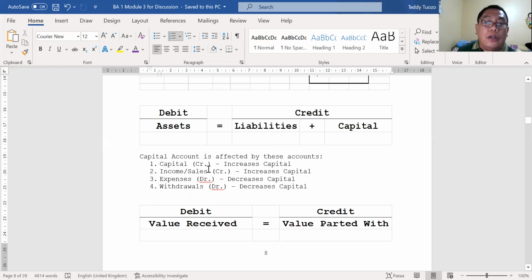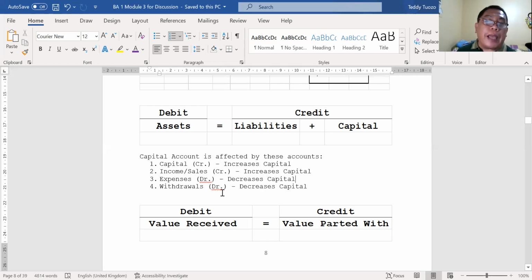Okay. So take note that the normal balance of these accounts are this. For example, if the assets is being decreased in the transaction, since debit is its normal balance, and the effect of the transaction decreases the asset, then the entry to that asset account will be credit. For example, liabilities. To increase liabilities, the entry is credit. To decrease liabilities, or if the transaction decreases liabilities, then the entry should be debit.